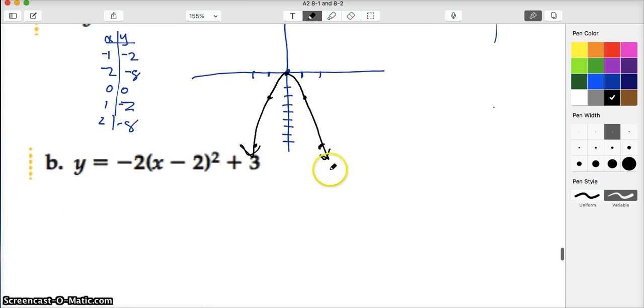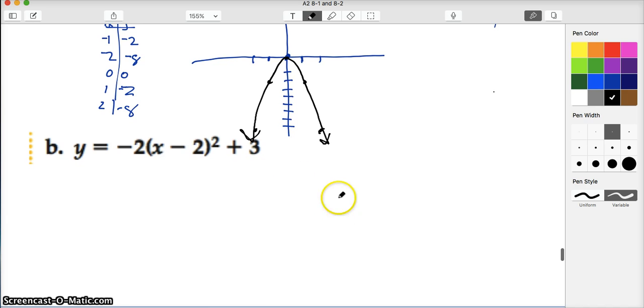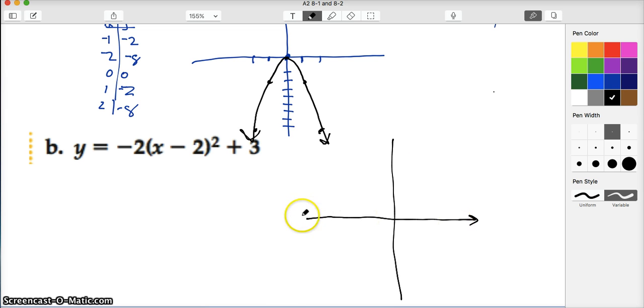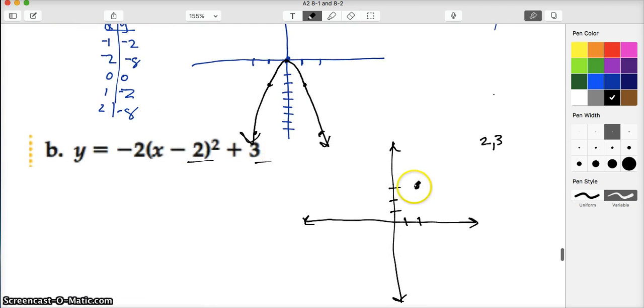I'm going to do the same thing here. And with this one, my vertex is given to me as it was in the last problem. We had to observe it. The vertex is going to be at 2, 3, right? The vertex is at 2, 3. And if my vertex is at 2, 3, how do I get that from here and here? 1, 2, 1, 2, 3. Here's my vertex at 2, 3. It's a sad parabola again. It's going to have the same exact shape because the a value is the same. It's going to be out 1, down 2, out 2, down 8.